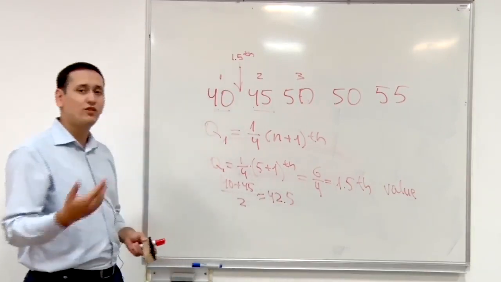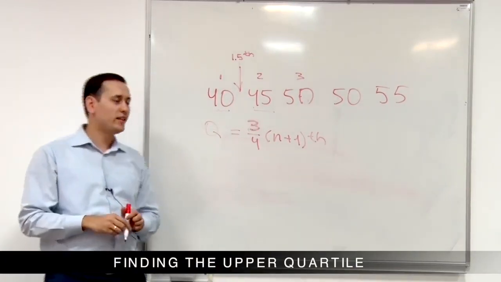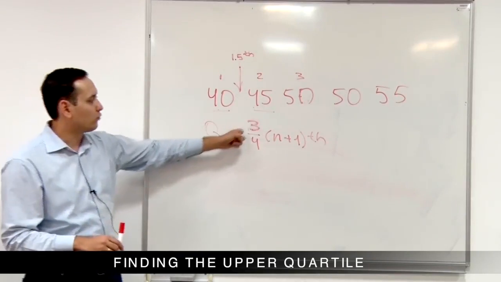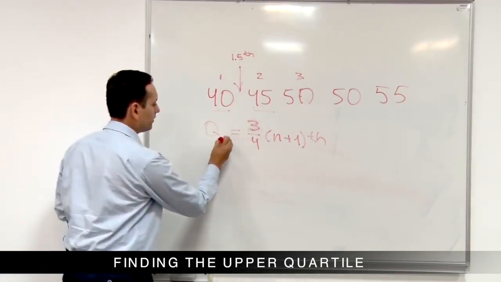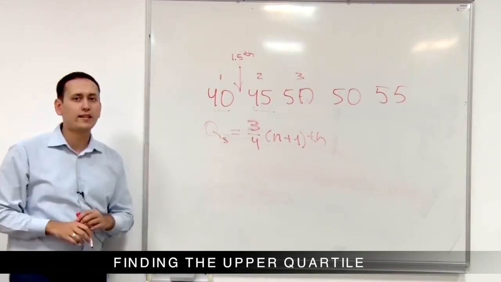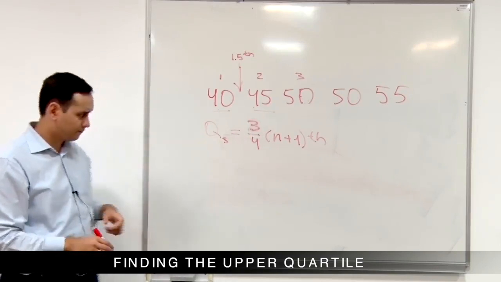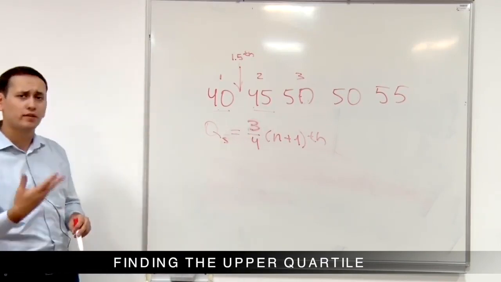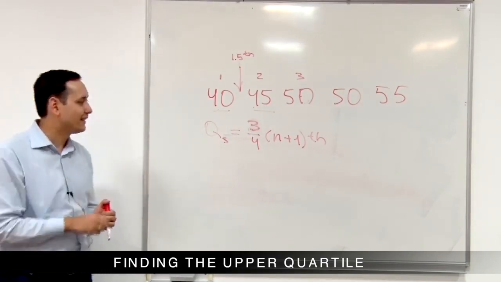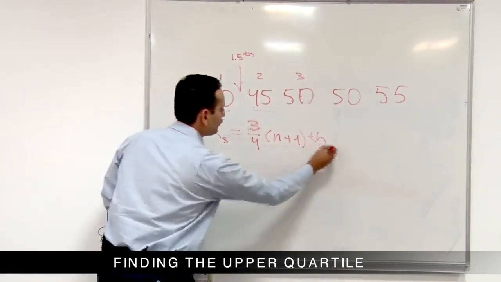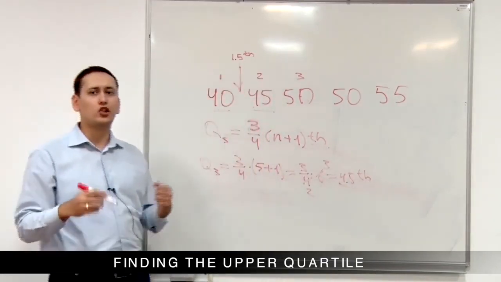Now, what we need to do is find the upper quartile. To find the upper quartile, we use this formula. Instead of 1, here we have 3. So the upper quartile, denoted with Q3, has the formula 3 over 4 of n plus 1's value. Again, here we are finding the order, not the actual value. That's why we have th here. So what is the 3.75th value in our data set?